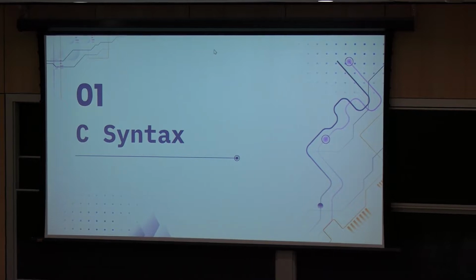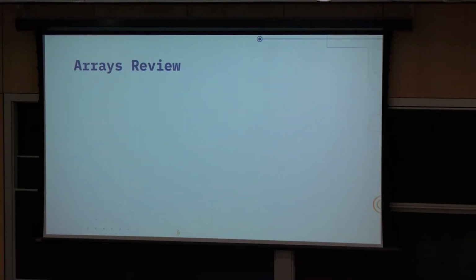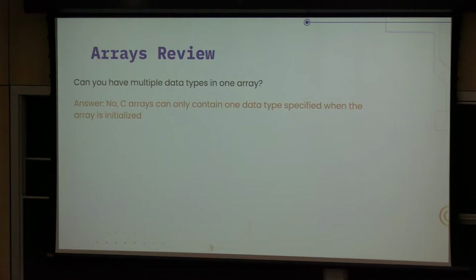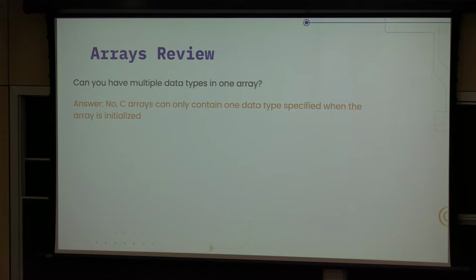Starting off with syntax. First, we're going to do a little bit of review with arrays. Can you have multiple different data types in one array? No, I'm seeing a lot of no's. That's right, there's only one possible data type. This is obviously different from Python, which you probably did in A08. All the elements in an array have to be of just one data type.